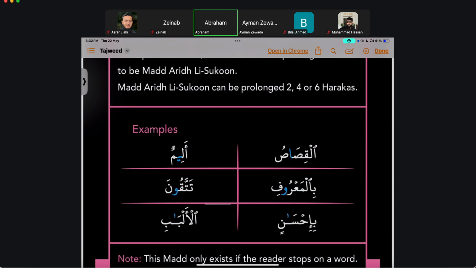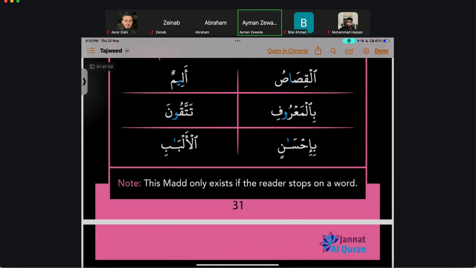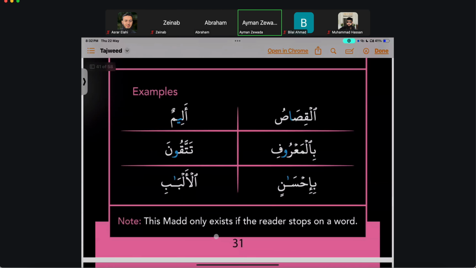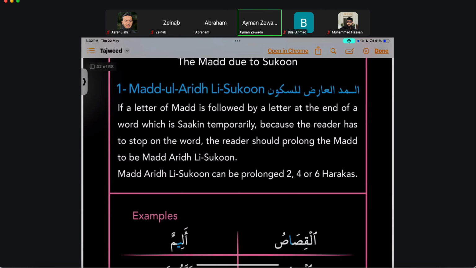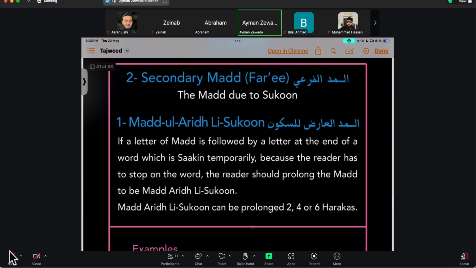2, 4, or 6. Up to you. Note, this mad only exists if the reader stops on the word. If you keep reading, completely ignore it. All right. Any questions on the mad arad al-sukun?